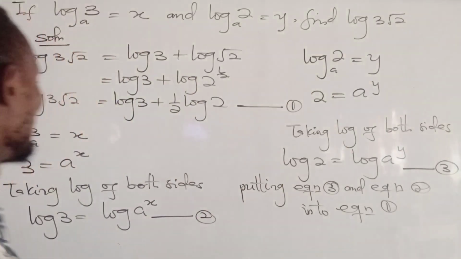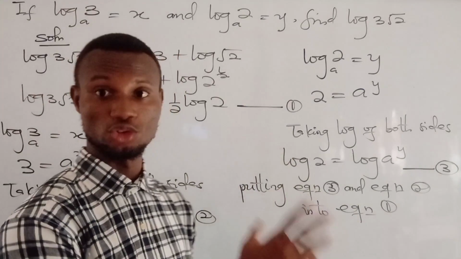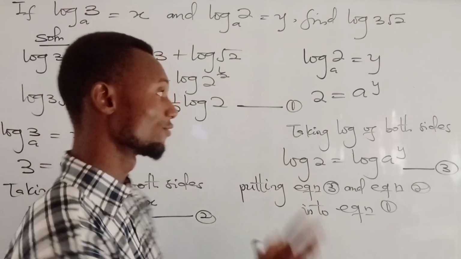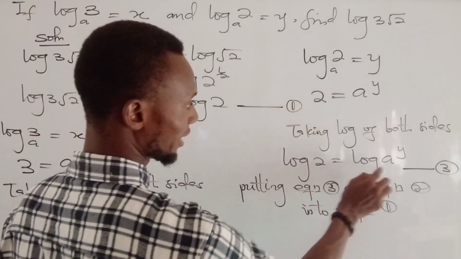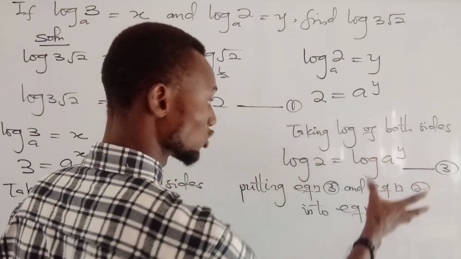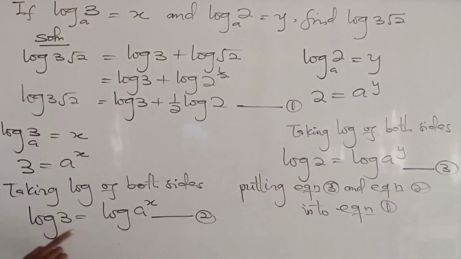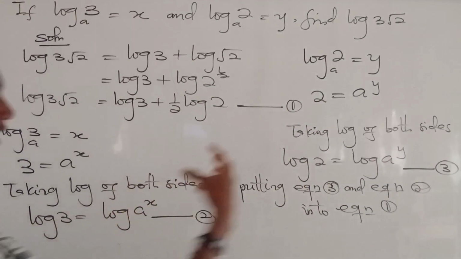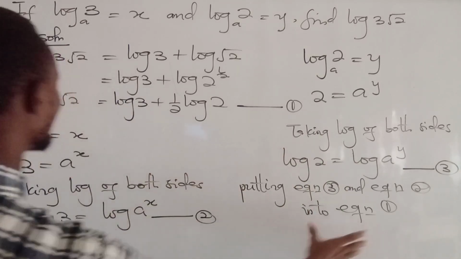Okay, so I'm going to clean a portion of the board so that we can continue. But before I clean, keep the value of log 2 in your mind. We've gotten the value of log 2, which is log 2 equals log a to the power y, and you also need to keep the value of log 3 in mind. So log 3 equals log a to the power s. We are going to substitute those values into equation 1 as I've written here.